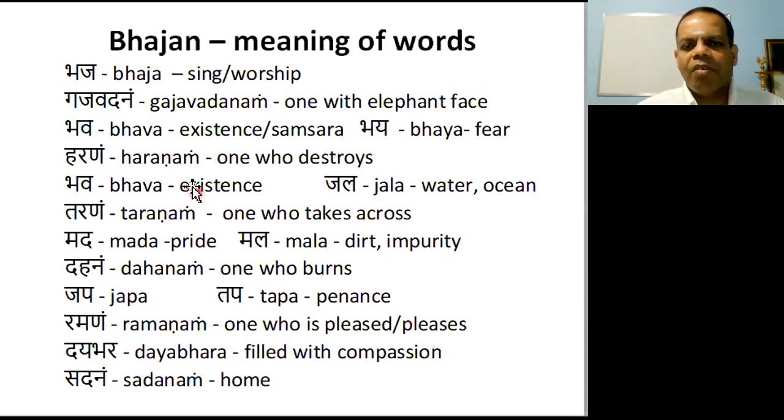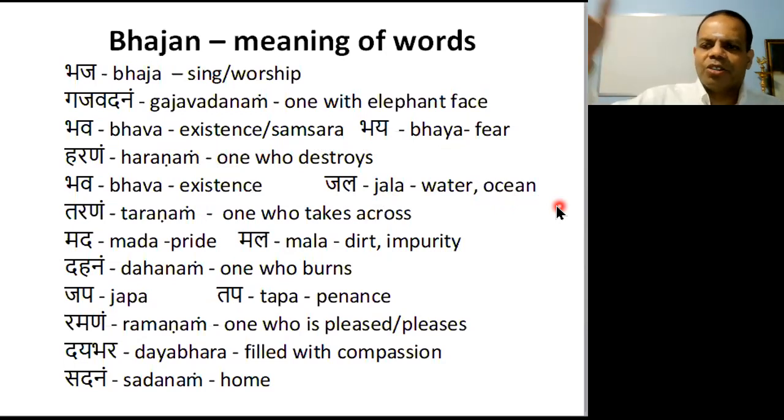Bhava, this existence again. Jala means water. It also means ocean. Bhava Jala means this entire ocean of birth and death. Bhava Sagara is also what it's called. Bhava Jala Taranam. Taranam means one who takes us across. Dustara Bhava Sagara Taranam, as Swami says in Manasa Bhajare. Taranam means one who takes across.